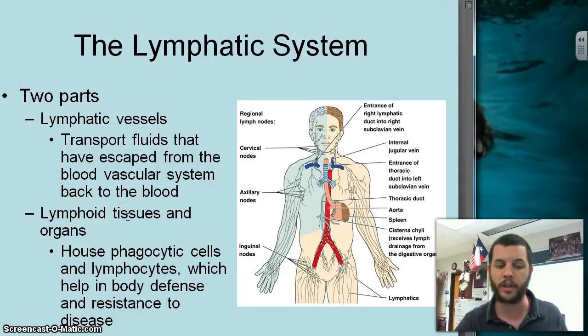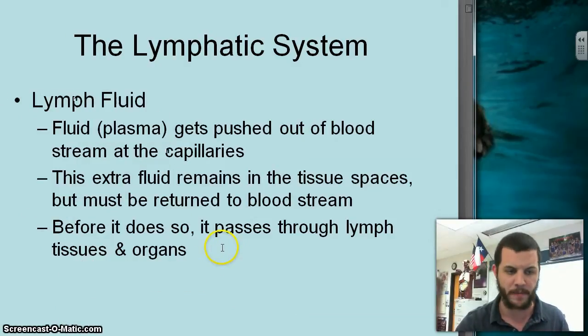Okay, lymphoid tissues, these are going to house phagocytic cells and lymphocytes, which are all part of our defense system. That's going to help us with keeping ourselves healthy or keeping ourselves well. It's going to help us fight off infection.